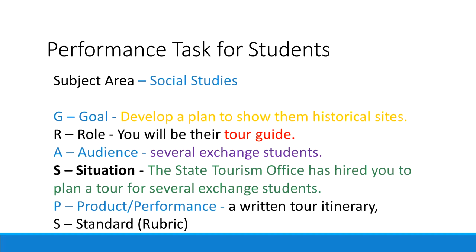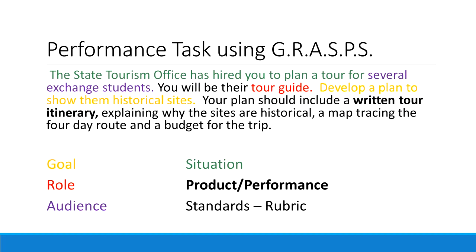The situation is the state tourism office has hired them to plan a tour for several exchange students, and their product will be that they will have a written tour itinerary to hand in, and the standard will be a rubric. And when you put that all together, it's an assignment that the students can complete. So the state tourism office has hired you to plan a tour for several exchange students. You will be their tour guide. Develop a plan to show them historical sites. Your plan should include a written tour itinerary. Explain why the sites are historical, a map tracing the 4-day route, and a budget for the trip.